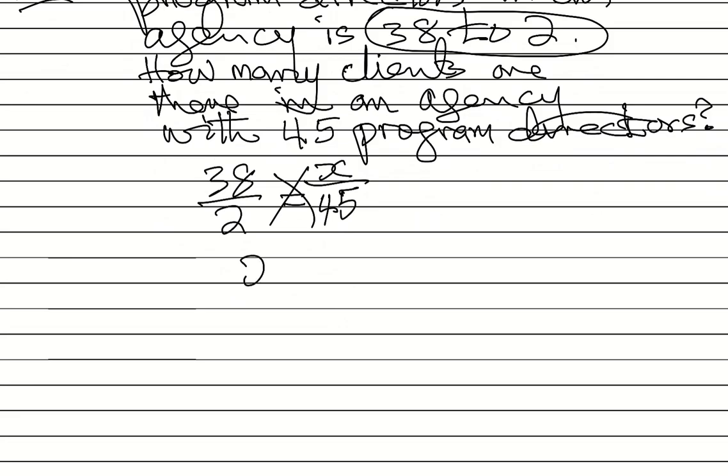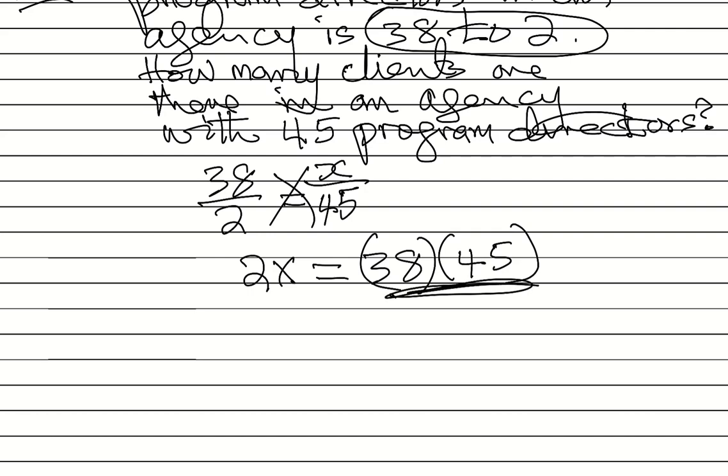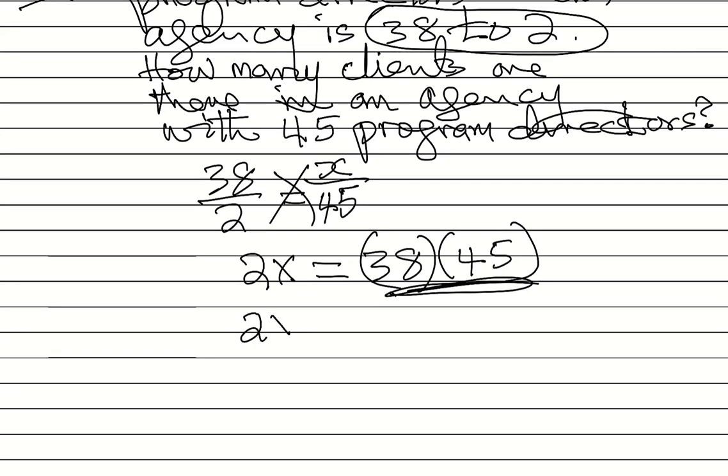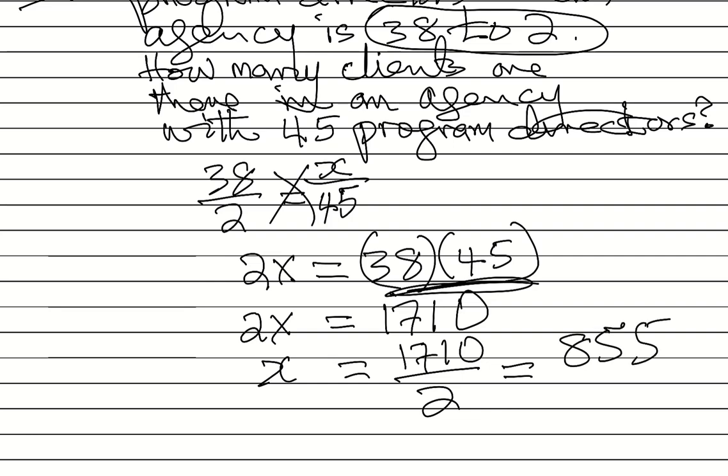You cross multiply, you get 2x is equals to 38 times 45. Okay, you can use what we did before to find this. If you find it, it will be 2x is equals to 1710, right? And then you divide 1710 over 2. You divide that, you get 855 clients. That's how many clients. Again, you gotta know what you're looking for. So x represents the number of clients.